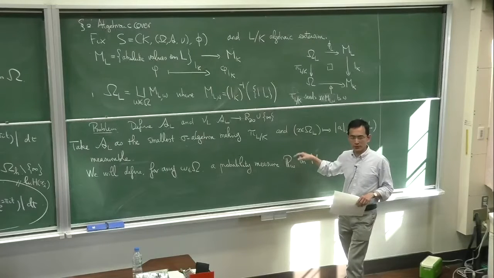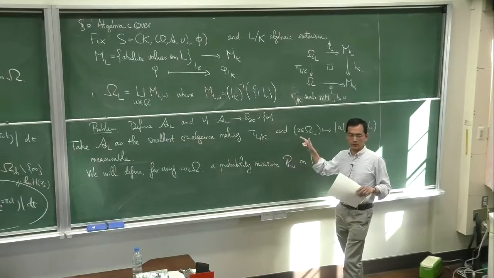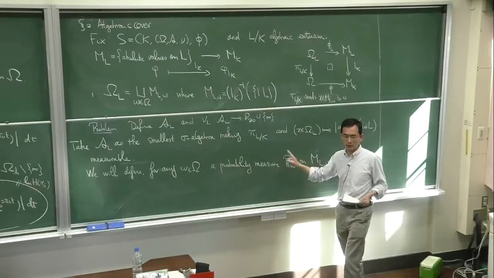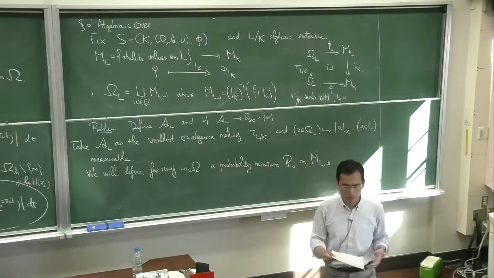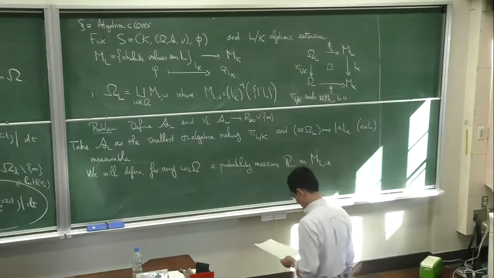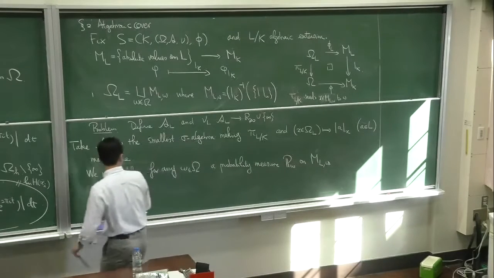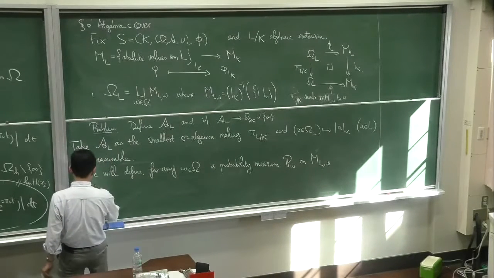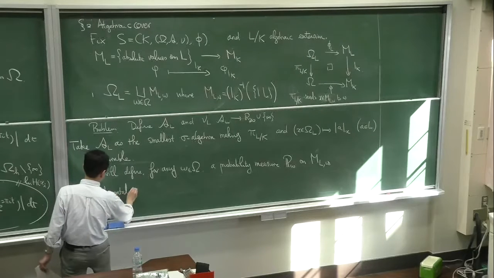You really need to construct the measure fiber by fiber, because the fibers behave very well. They are inside the category of probability spaces. Okay, so let me explain the fundamental case.